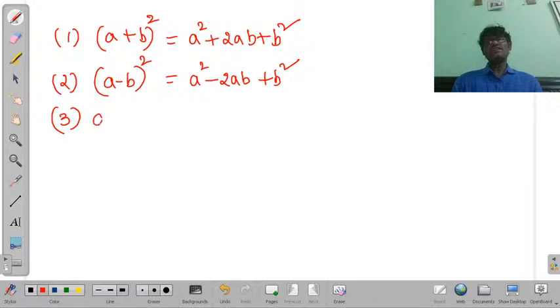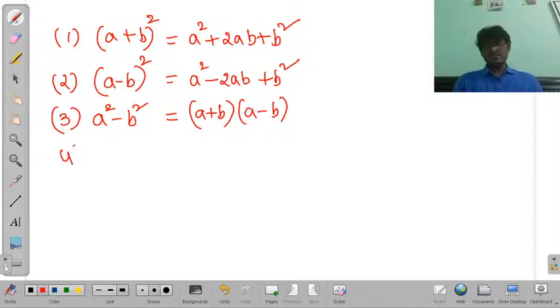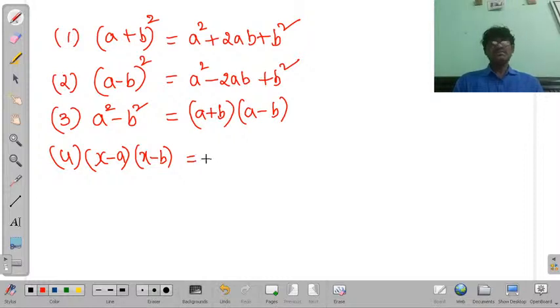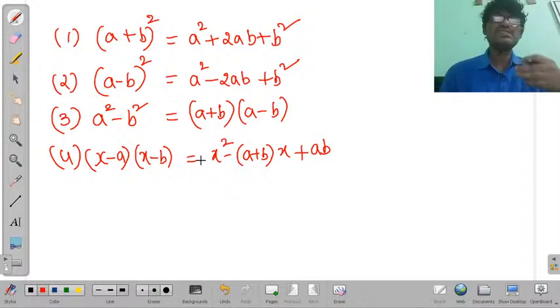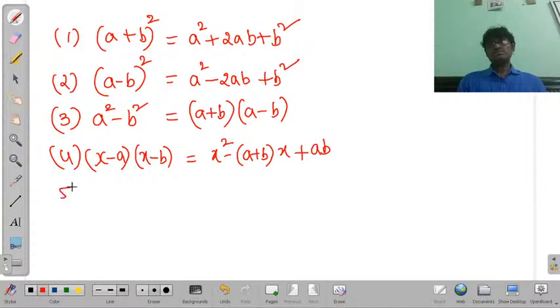Third identity, a square minus b square, this is equal to a plus b times a minus b. This is the third identity. Next, fourth identity, x minus a times x minus b. This is equal to x square minus of a plus b into x plus a into b. This is the fourth identity. You need not remember this in the same order.